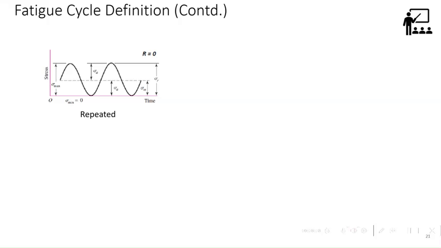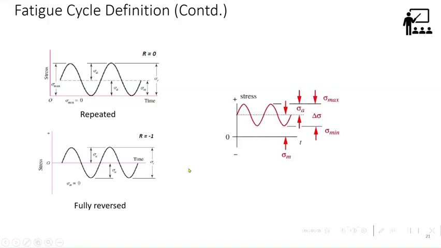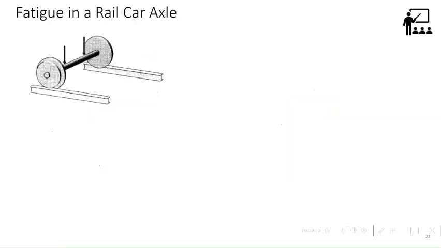So there are three major categories of cyclic load. One is called repeated load, where you have R equal to 0. Another is fully reversed, called R equal to -1, where mean stress will be 0. And another is called fluctuating, where R is greater than 0. So this is how the fatigue phenomenon started.